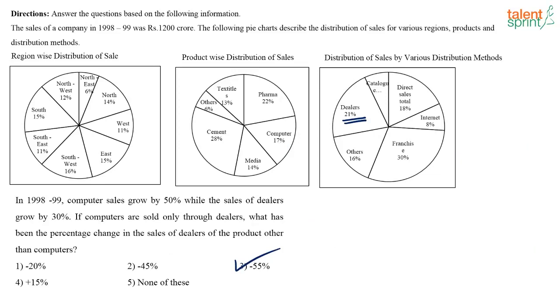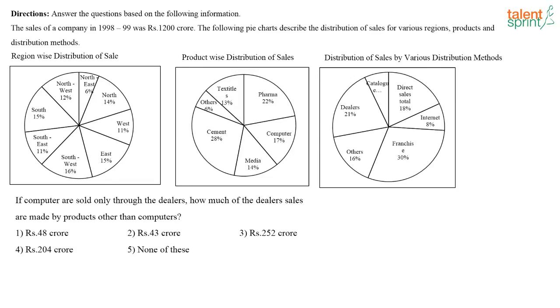So you need not find out the values exactly for this question. Shall I move to the next question? Look at this question now. If computers are sold only through the dealers, how much of the dealer sales are made by products other than computers? Again, a very easy question, no? It's actually a sub question of the previous question that we solved. What are they saying here? Computers are sold only through dealers. So how much dealer sales are made by products other than computers?